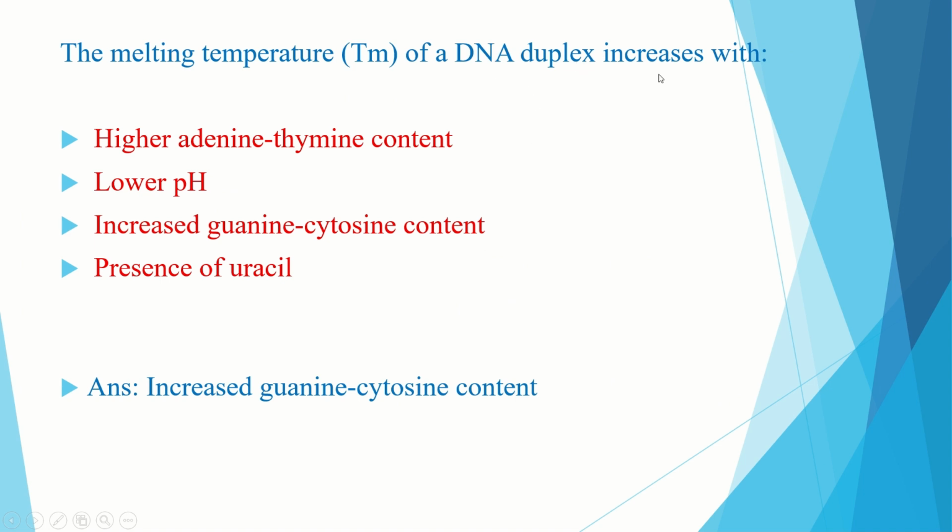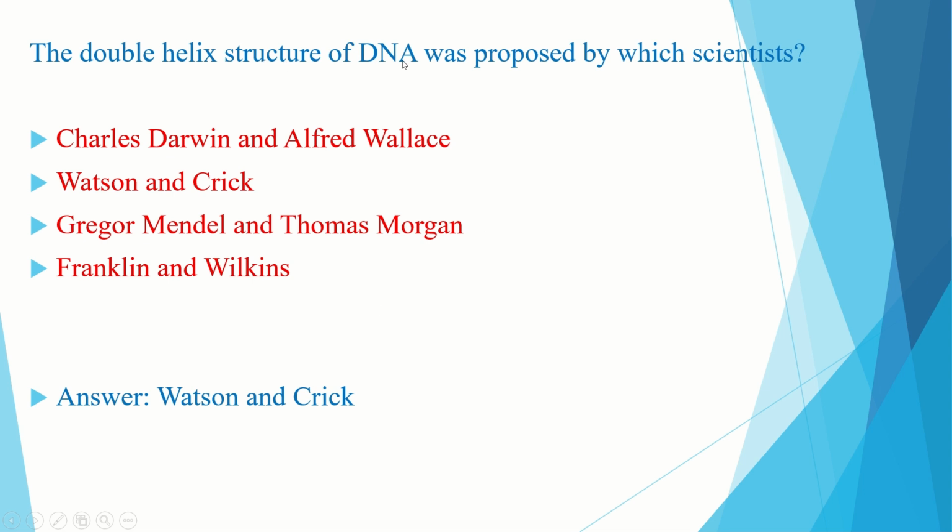The melting temperature of a DNA duplex increases with higher adenine thymine content, lower pH, increased guanine cytosine content, presence of uracil. Answer is increased guanine cytosine content. The double helix structure of DNA was proposed by which scientist? Charles Darwin and Alfred Wallace, Watson and Crick, Gregor Mendel and Thomas Morgan, Franklin and Wilkins. The answer is Watson and Crick.